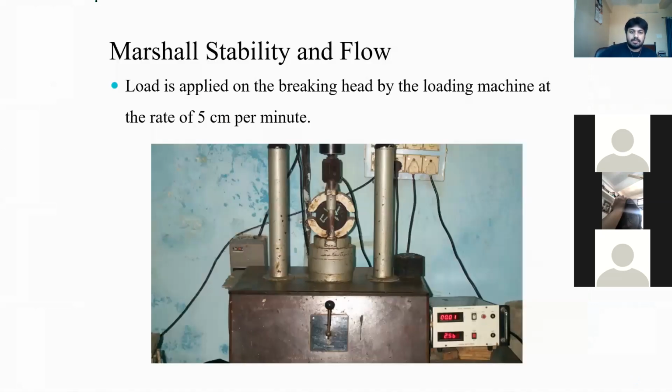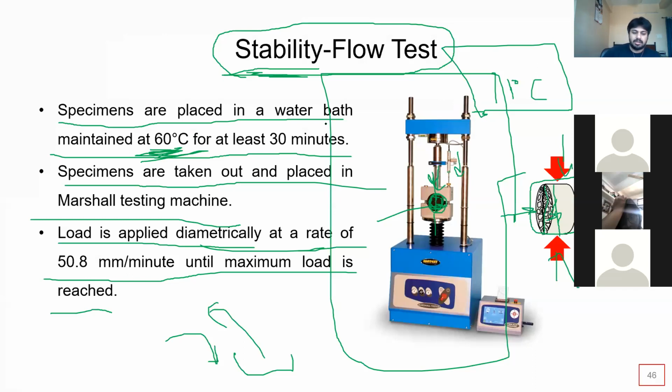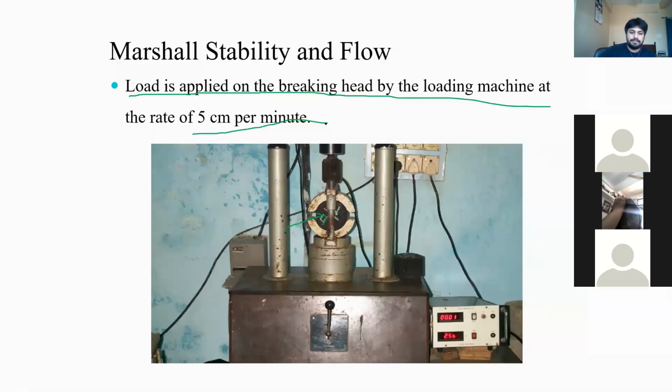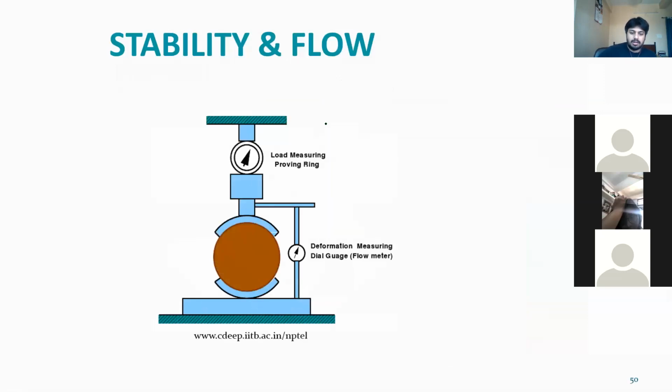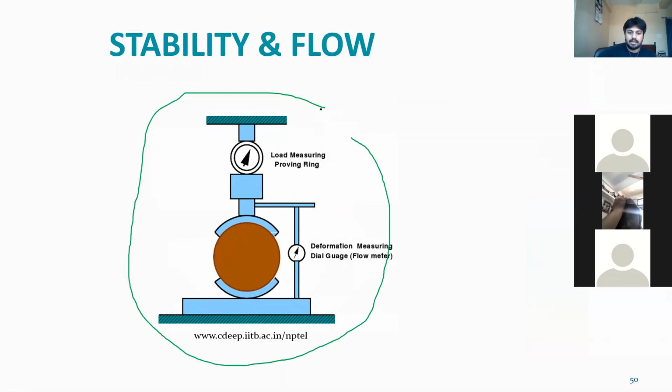Now after taking it out, it is placed in the Marshall machine and load is getting applied. At 5 cm per minute, that is 50.8 mm. So this is the apparatus. This is how it looks like, and this is the load measuring proving ring.